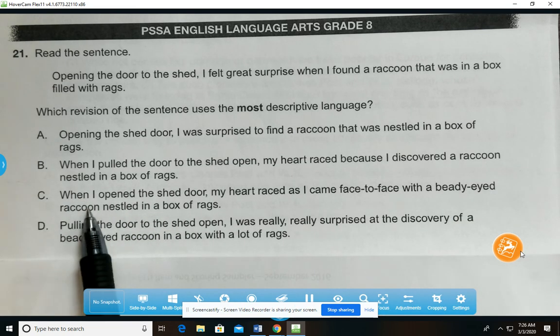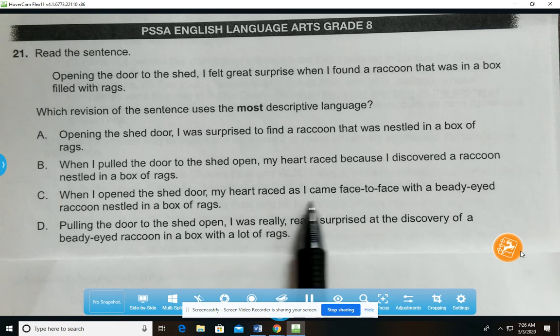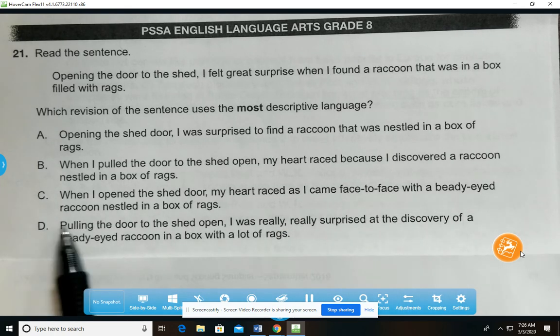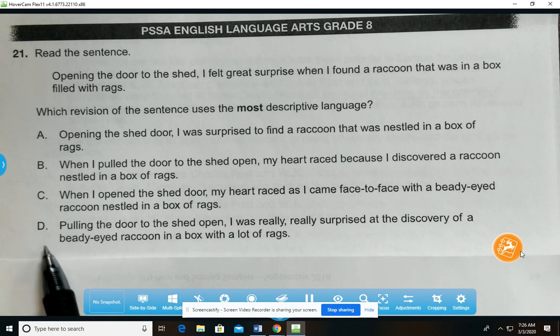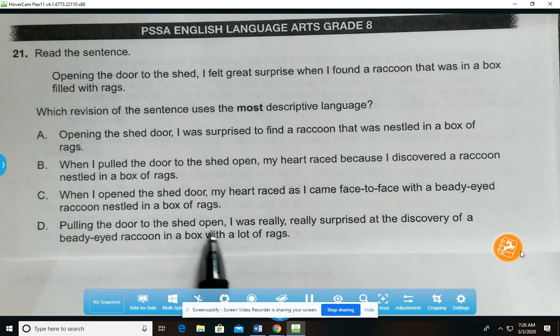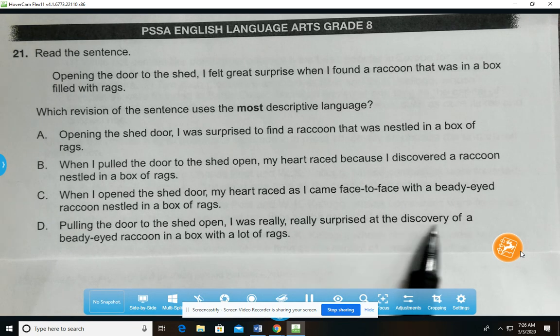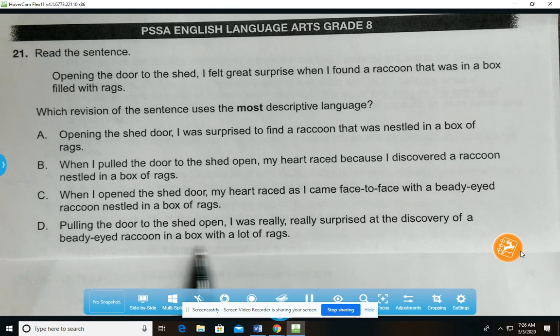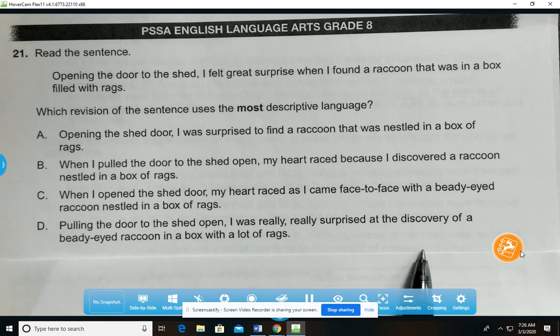Is it C? When I opened the shed door, my heart raced as I came face to face with a beady-eyed raccoon nestled in a box of rags? Or is it D? Pulling the door of the shed open, I was really, really surprised at the discovery of a beady-eyed raccoon in a box with a lot of rags.